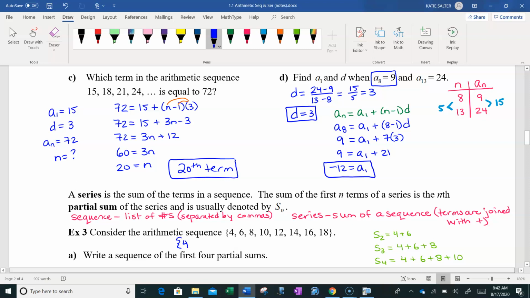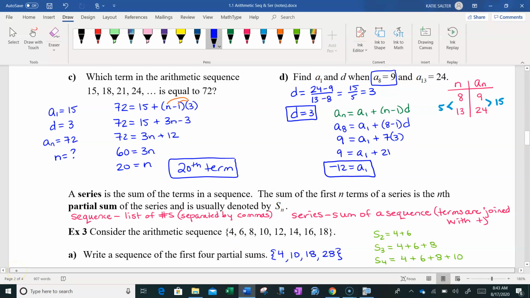But if I want to find S sub 2, it's the first term plus the second term. So it would be 4 plus 6, which would give us 10. S sub 3 would be the sum of the first 3 terms, 4 plus 6 plus 8, which would give us 18. S sub 4 is the sum of the first 4 terms, so 4 plus 6 plus 8 plus 10, which would give us 28. So this is pretty much what we just did: we wrote a sequence of the first 4 partial sums.